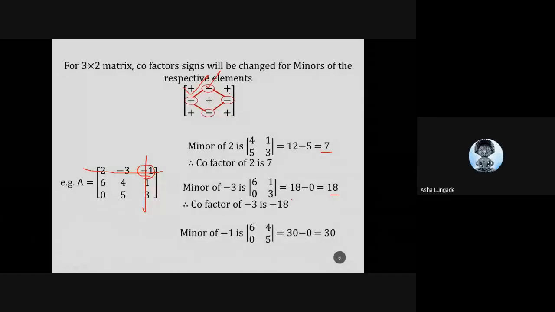Yeah, it's a 30. 6 into 5 it's a 30, 0 into 4 it's a 0. That's why it's a 30. Now it's the third element right here, so we don't have to change the sign of the minor.